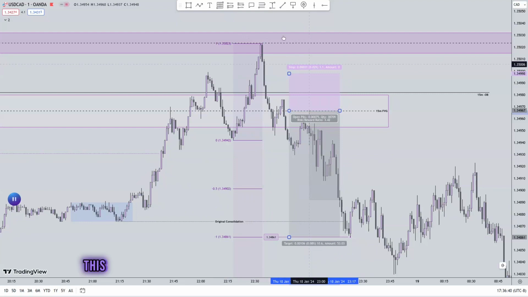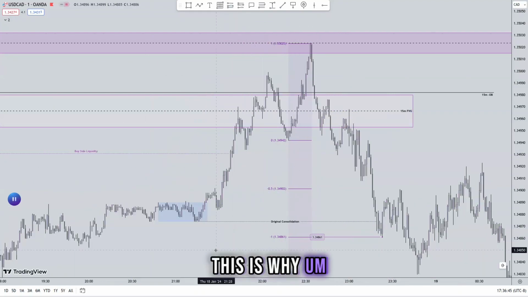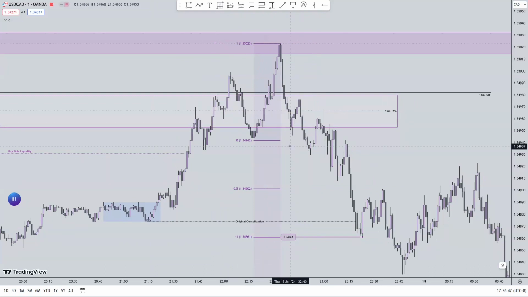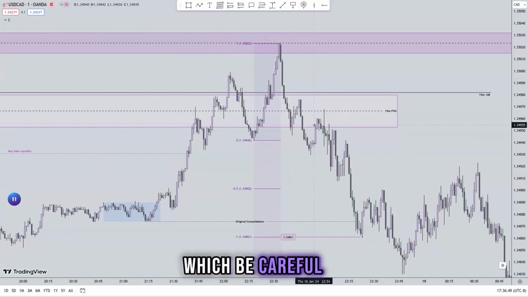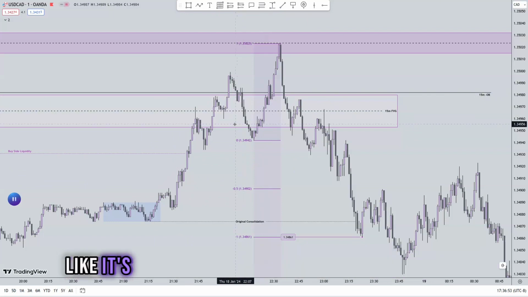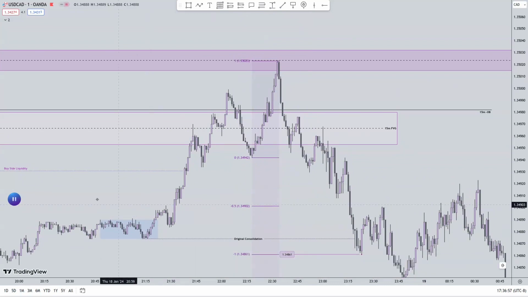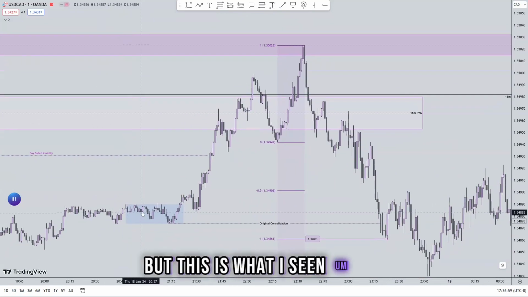But yeah, this is one of the market maker style models, and this is why it came up in here. We have to be careful too, because it is January, so price is not really the best for entries and exits. So you want to kind of get in and get out. But this is what I've seen.